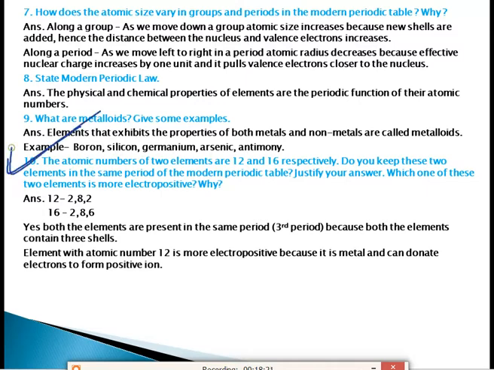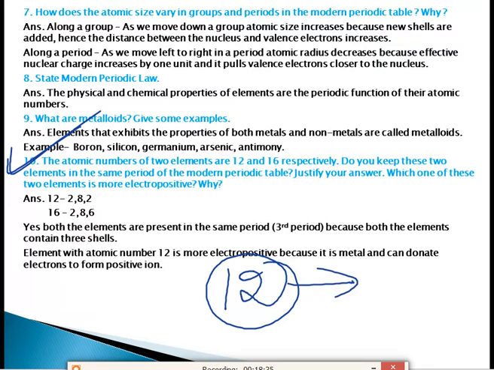Now let's discuss question number 10. The atomic numbers of two elements are 12 and 16 respectively. So this will be homework for you all. Can you tell me the name of the element which is having atomic number 12, and the name of the element which is having atomic number 16? If you know the answer, please comment in the comment box which element is having atomic number 12 and which element is having atomic number 16.